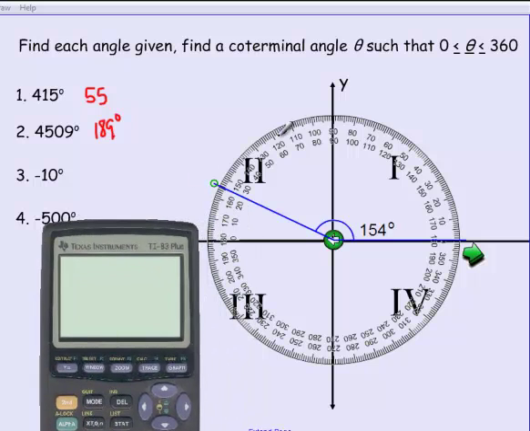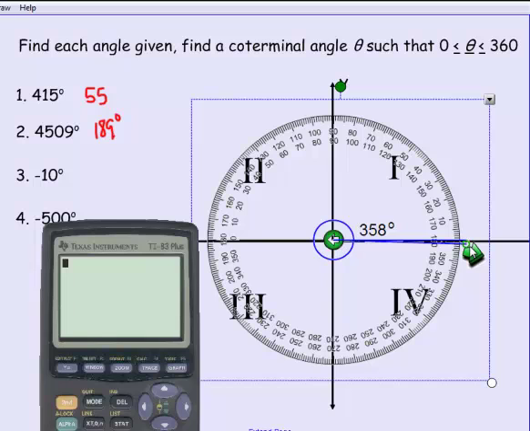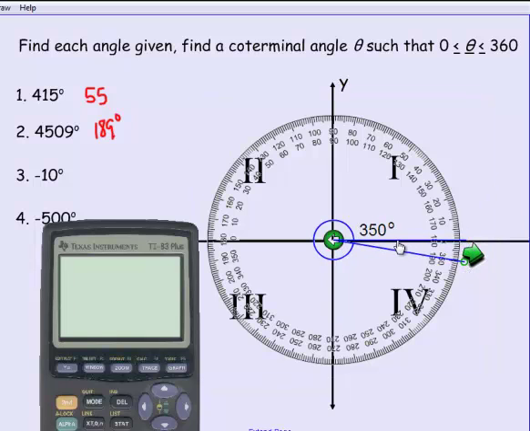Negative 10. I don't need a calculator for that. I can go backwards 10 degrees, and going backwards 10 degrees is the same as going forward 350, and 350 is indeed in between 0 and 360, so this coterminal angle is 350 degrees.